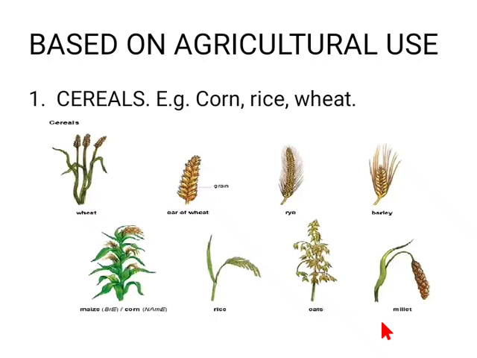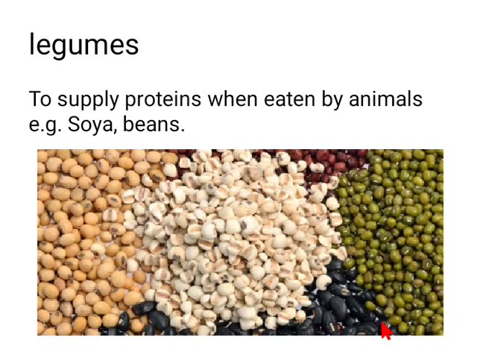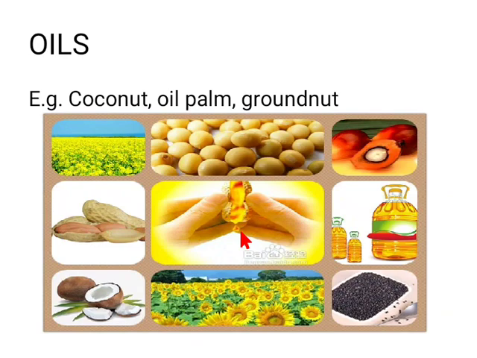What do we use them for? Number one, we have cereals like corn, rice, wheat. These plants supply carbohydrates to our body. From there we move to legumes. Legumes supply proteins to our body, like soya, like beans. You can see. And then we move to oils.